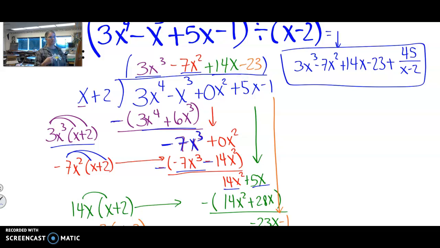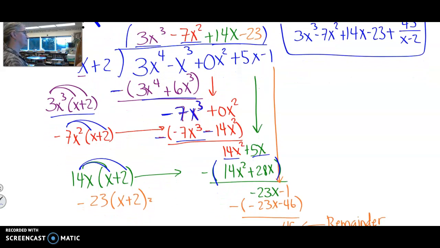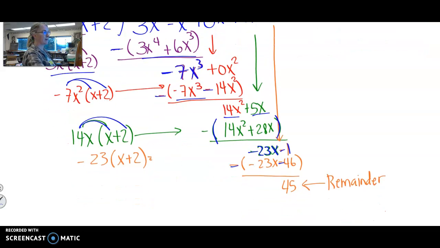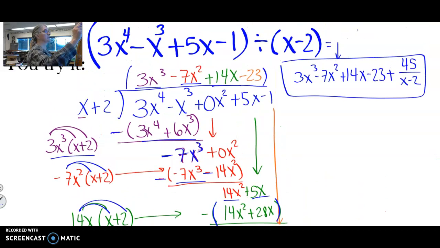14x to get 14x squared. So I multiplied by 14x here, put the result here, and don't forget you're subtracting. So 5x minus 28x is negative 23x. Drop down the minus 1, and you've got to multiply by a negative 23 to get negative 23x. Subtract negative 1 minus a negative 46. You add the 46, and we get a remainder of 45. So quotient plus remainder over divisor.